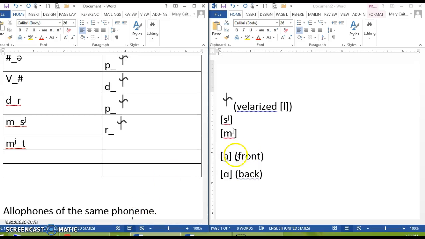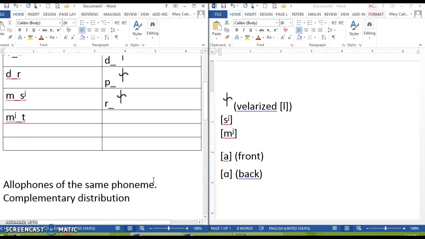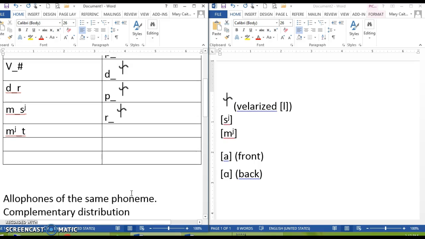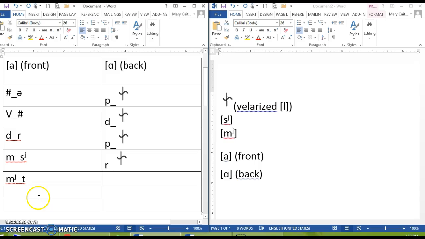For this problem, we know that the front A and the back A are allophones of the same phoneme, and they occur in complementary distribution. So we need to decide what the rule is for when they occur. It's pretty straightforward on this question. We see that the front A can occur in all of these different settings. It can be a word beginning, it can be at the end, it can be between different consonants. But we see that the back A always occurs before a velarized L. Always. So there's our rule right there.